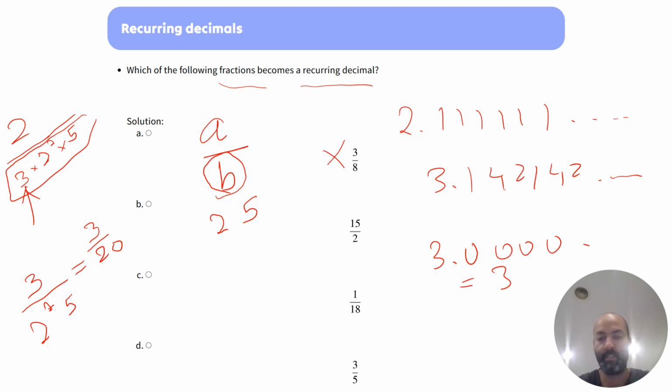15 over 2, again, that's 2, so it's not a recurring decimal. 1 over 18, so 18 is 2 times 3 times 3. Now we have a factor here, which is the number 3, which is neither 2 nor 5. So this is our recurring decimal. And 3 over 5 is definitely not a recurring decimal. And that's all about it. That's the only thing you need to remember when you're solving problems about recurring decimals.